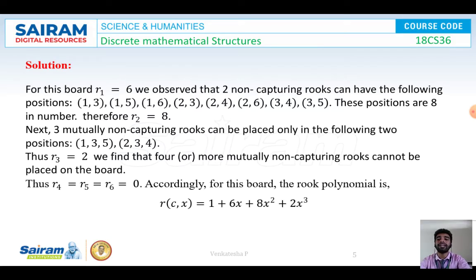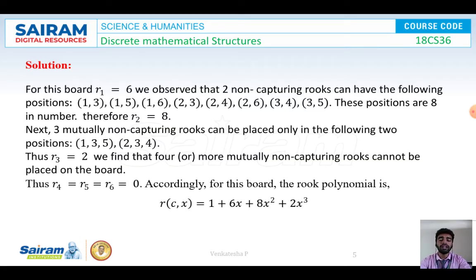As I explained, since the board contains 6 empty squares, I will have r1 equal to 6, and the 2 non-capturing rooks can be in the following positions: 1 comma 3, 1 comma 5, 1 comma 6, 2 comma 3, 2 comma 4, 2 comma 6, 3 comma 4, 3 comma 5, and they are 8 in number. The 3 mutually non-capturing rooks are 1, 3, 5 and 2, 3, 4. They are 2 in number, so the value of r3 will be equal to 2.